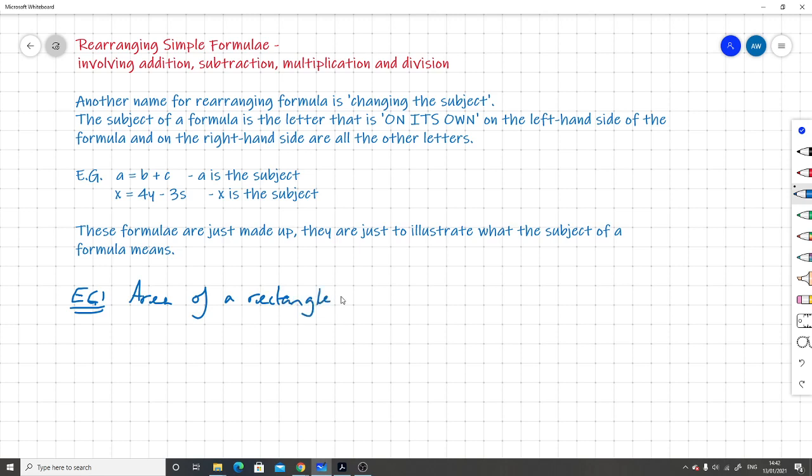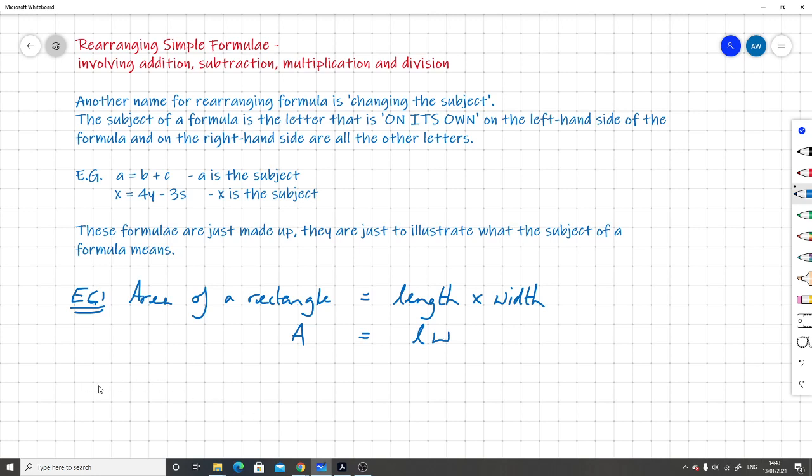Now, hopefully you can remember what the area of a rectangle is. It is length times width. Because we don't want to write out words all the time, that is one of the main points of algebra, so we can manipulate formulae and work with them easily. Instead of area we'll have A, and instead of length we'll have L, and we don't write times signs in algebra. Instead of width we'll have W. So the formula for our area of a rectangle is A equals LW.